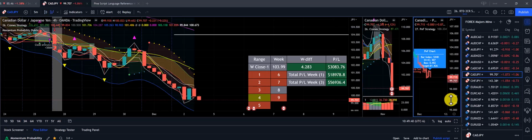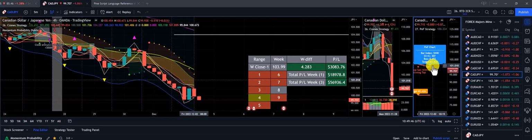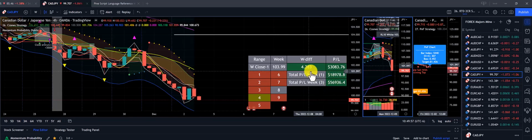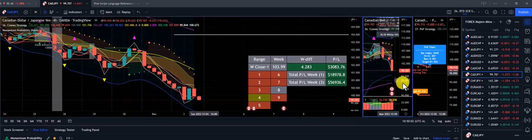Canadian dollar Japanese yen. We have a strategic target at 81.426 to the downside. Price action below the dragon and broke the C zone. We will be trading this next week. Overall gain 428 pips. Nice profit of $3,083.